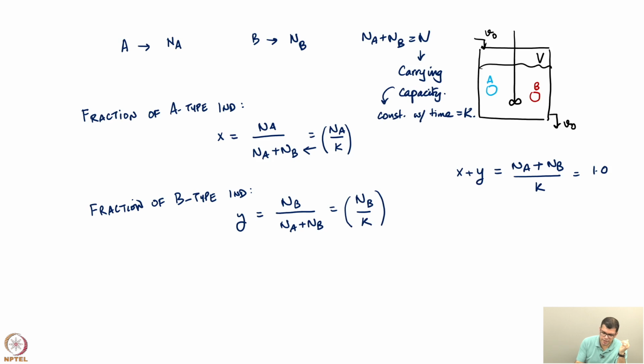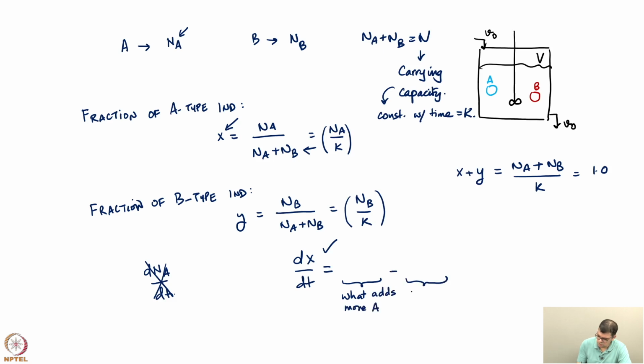And in this framework, instead of tracking actual numbers, we are going to track how the fractions of these two types of individuals change with time. So, we will not develop an equation for dNA by dt. Instead, we will develop an equation for dx by dt. So, dx by dt will be comprised of two parts. The first part is what adds more A type individuals, minus what removes A type individuals.